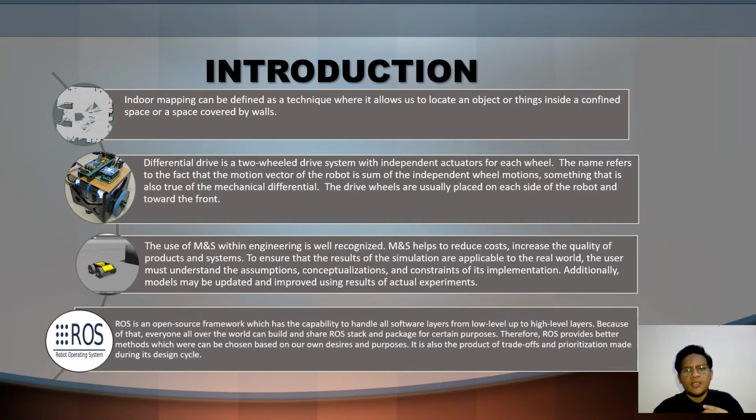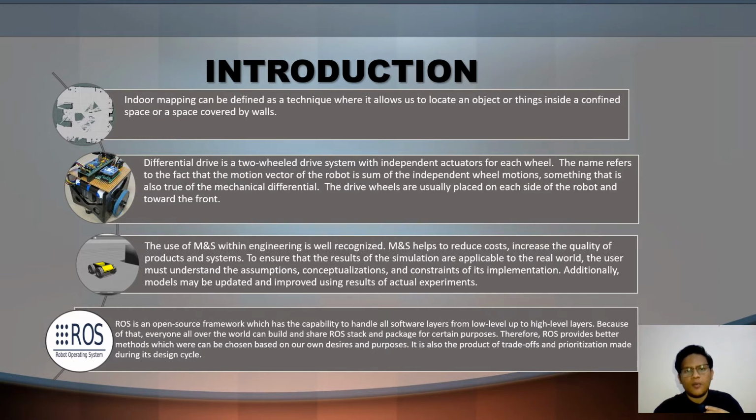Modeling and simulation. The use of modeling and simulation within engineering is well recognized. Modeling and simulation helps to reduce costs and increase the quality of the product and system. To ensure that the results of the simulation are applicable to the real world, the user must understand the assumptions, conceptualization, and constraints of its implementation. Additionally, models may be updated and improved using results of actual experiments.